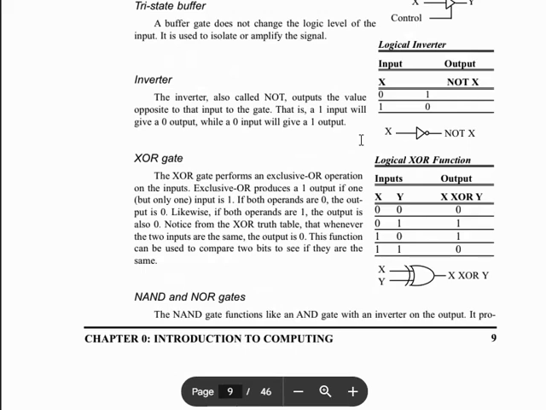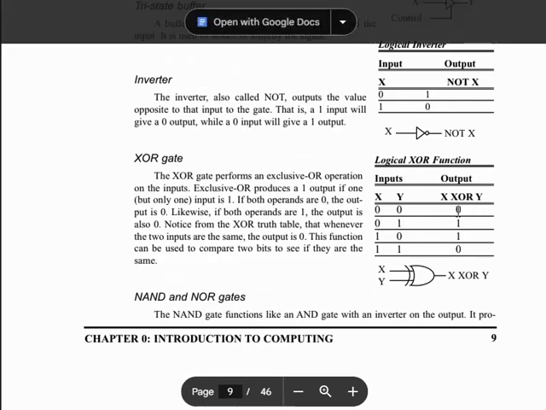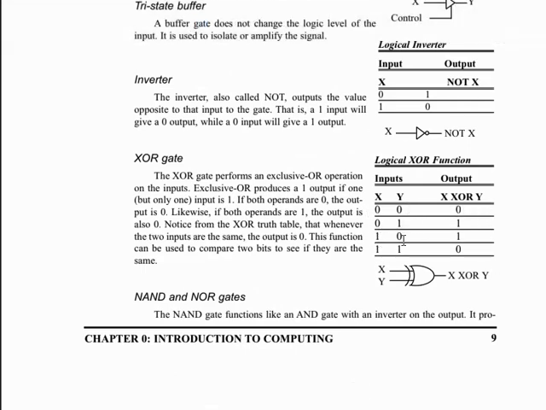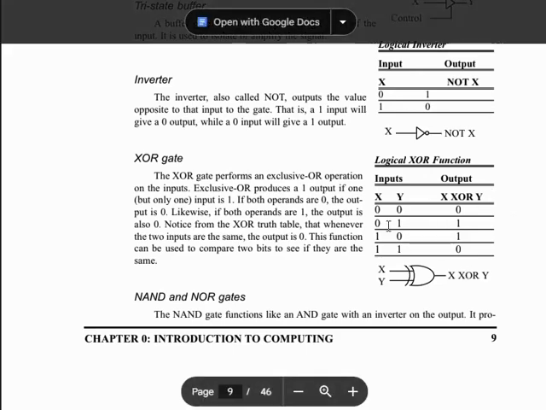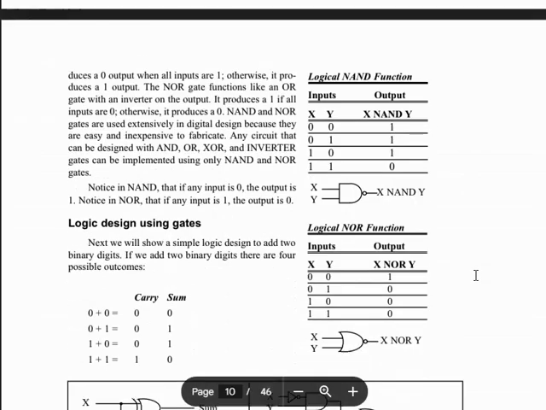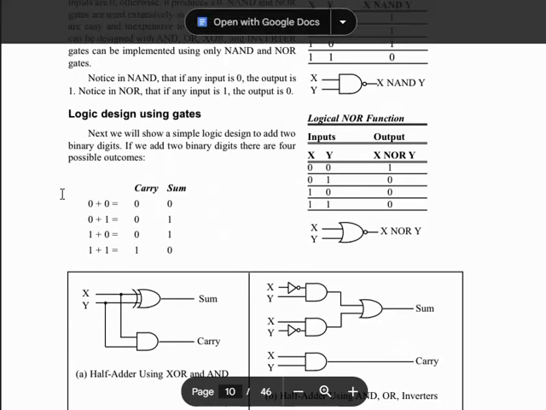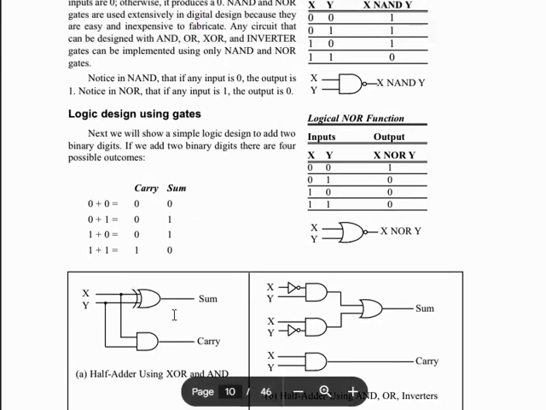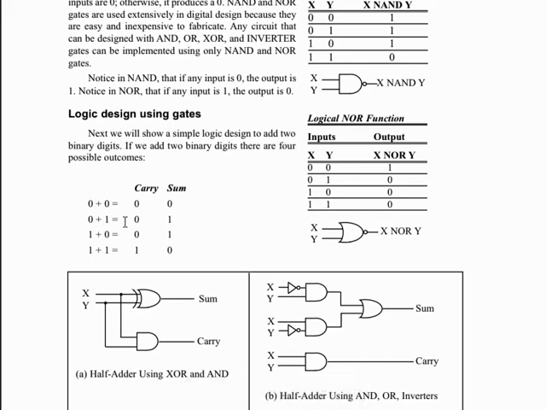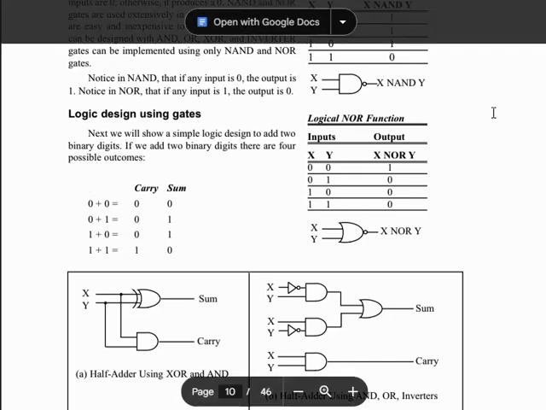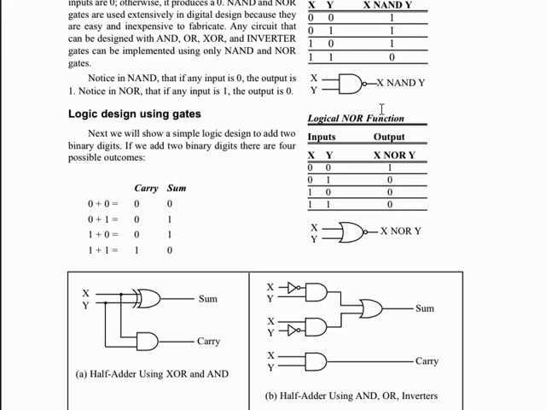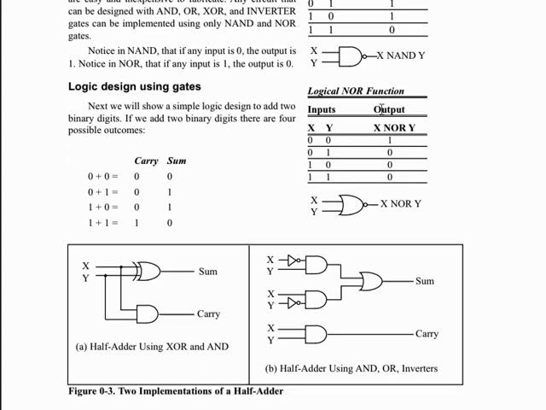Exclusive OR produces a 1 output if one input is 1. If both operands are 0, the output is 0, like here, both 0. If the inputs are the same, it's going to be 0, but if they are opposite, it's going to be 1. So they are telling how carry and sum is used here. As we studied previously, the carry and sum thing is the same. It's the opposite of whatever the input is. If it was 0, it's going to be 1. If it was 1, it's going to be 0.